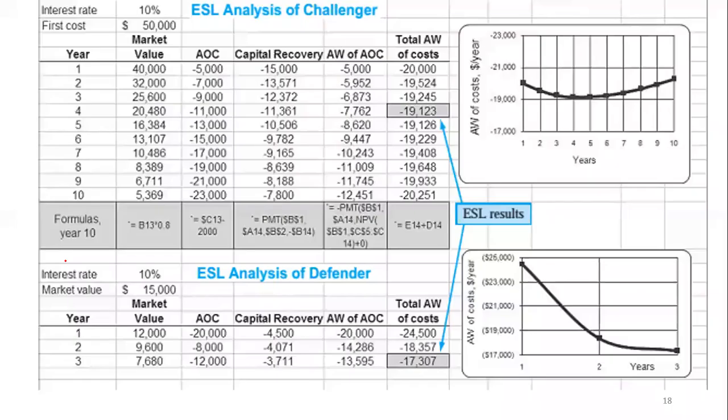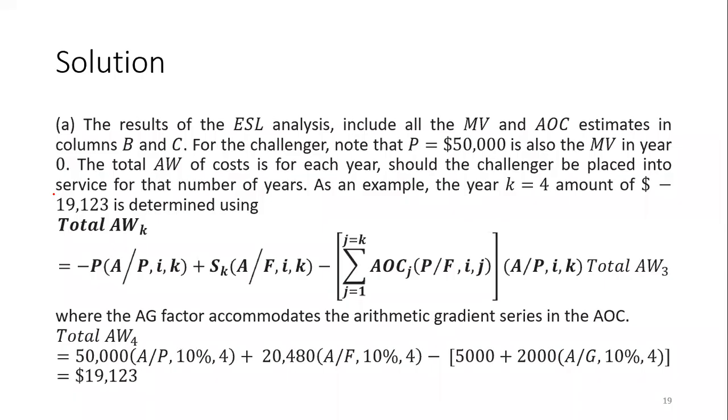So let's see. As you see, the results here are given by an Excel sheet. We use the same equation to estimate for A and B the annual worth for every year. Now, these analyses are for the challenger for the fourth year.